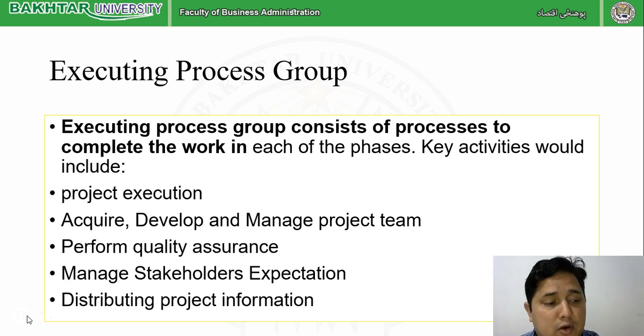In the planning, we only decide how many people we require, and we write down all the things: how many people, who is the project supervisor, who will be the sub supervisor, the superintendent, everything. So according to that, when we are acquiring the people and developing them by giving them roles and responsibilities, and then managing those things, they are part of executing. I hope you understand. Then perform quality assurance.